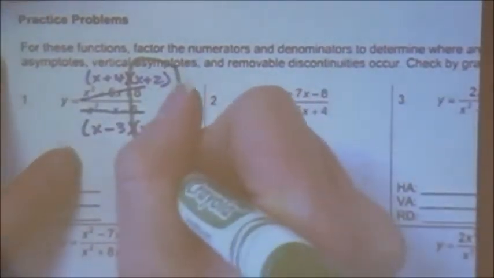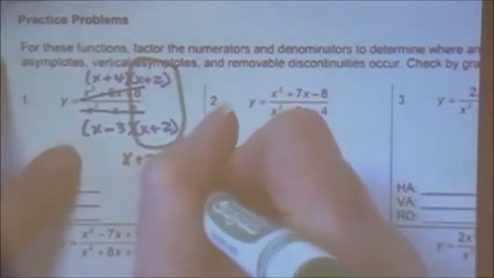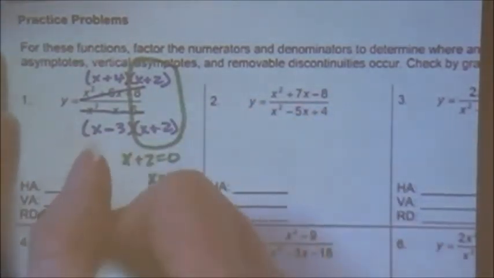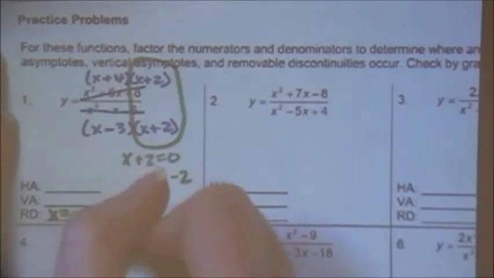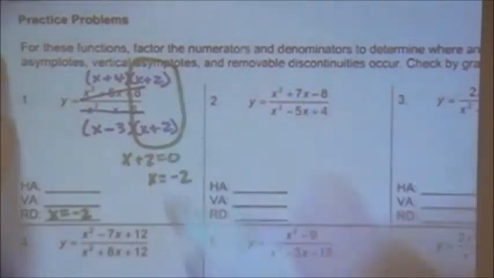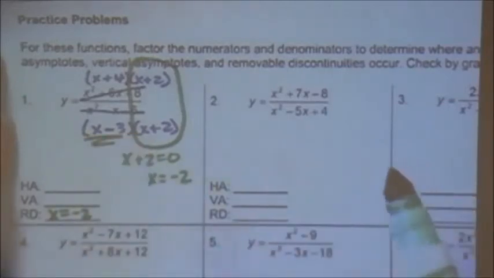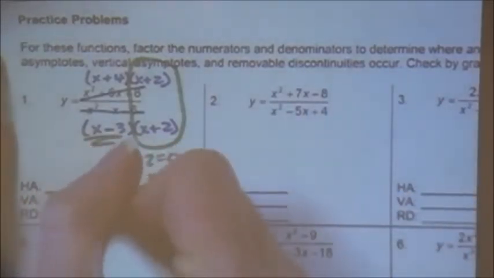So x plus 2 equals 0, so x equals -2. That's where my hole is going to occur. That is my RD, because both the numerator and the denominator would become 0 there. Which means that the piece left over is my vertical asymptote.